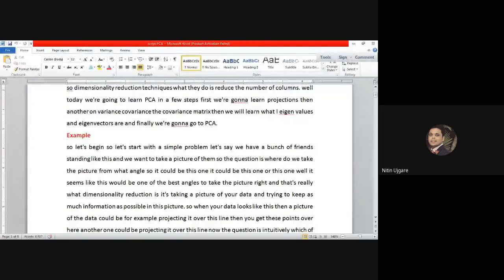Today we are going to learn principal component analysis in a few steps. First, we will learn the projections, then variance, then covariance and the covariance matrix. We will learn what eigenvalues and eigenvectors are, and finally, in the second part of this session, we'll see the principal component analysis algorithm. So let's first start with a simple problem.